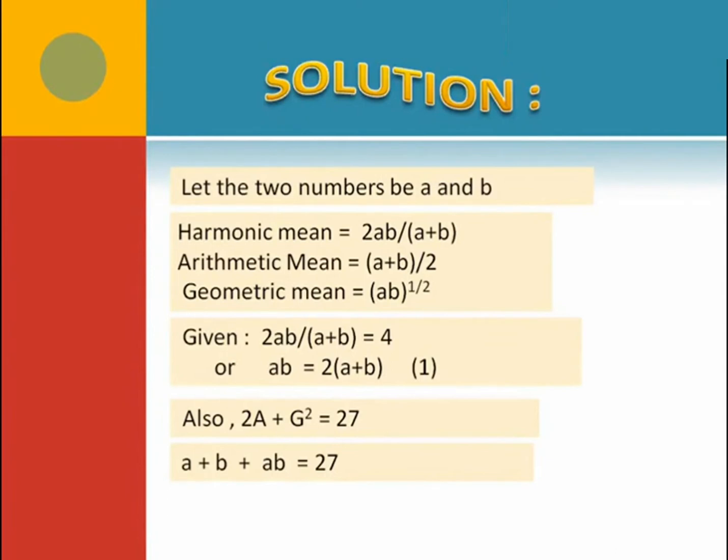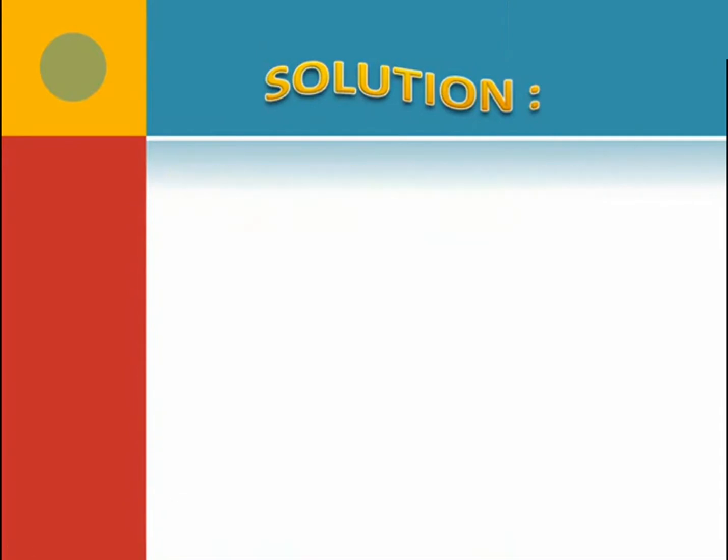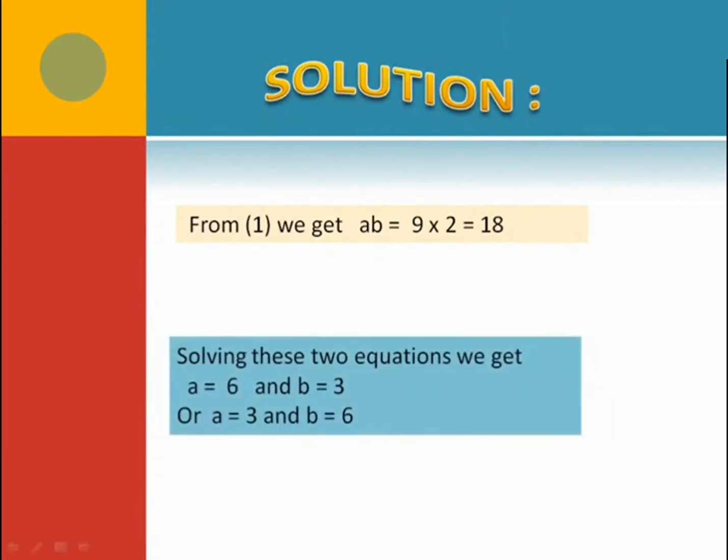Also we know that ab is equal to 2 times a plus b. We substitute this value over here to get a plus b plus 2a plus 2b equal to 27. This becomes 3 times a plus b equal to 27, or a plus b equal to 9. Therefore when we put a plus b equal to 9, we get the value of ab equal to 9 into 2, which is equal to 18.